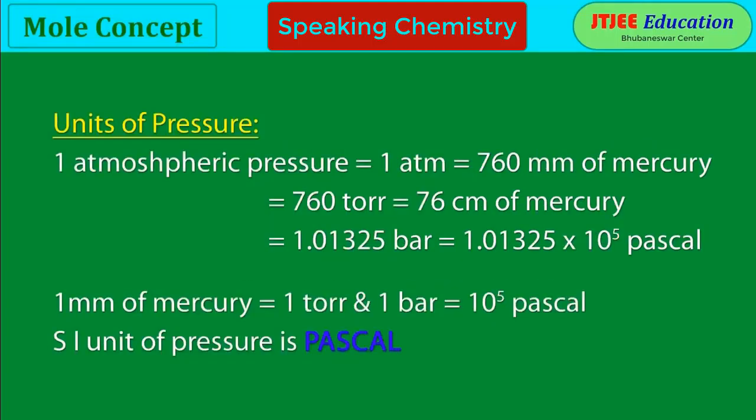Units of pressure. 1 atmospheric pressure is equal to 1 atm, is equal to 760 mm of mercury, is equal to 760 torr, is equal to 76 centimeters of mercury, is equal to 1.01325 bar, is equal to 1.01325 into 10 to the power 5 Pascal. 1 mm of mercury is equal to 1 torr, and 1 bar is equal to 10 to the power 5 Pascal. Remember, the SI unit of pressure is Pascal.